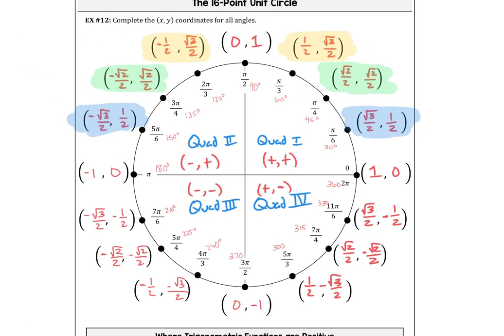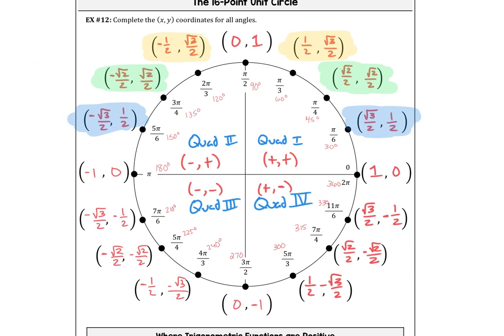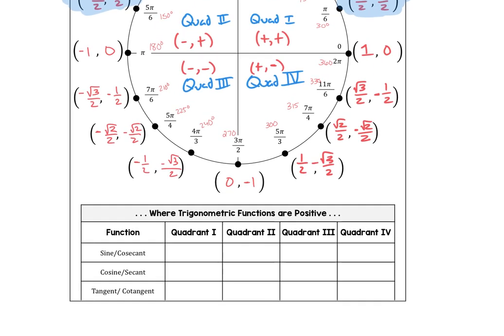And yes, that is something that you have to memorize and be able to construct on your own. And so I showed you what I like to do, but if you've got a different way that works for you, then that's fine, go for it. Last thing we're going to talk about here is where trig functions are positive and in which quadrants.